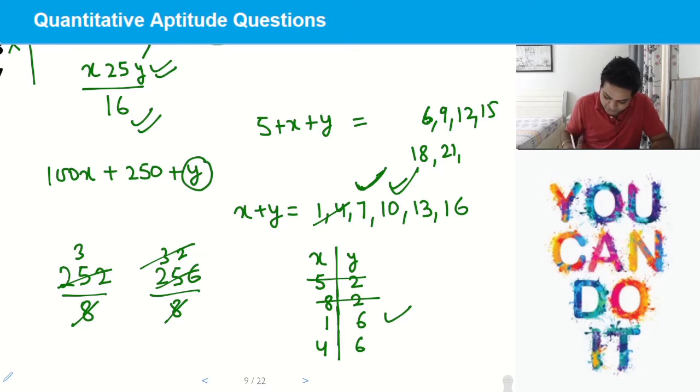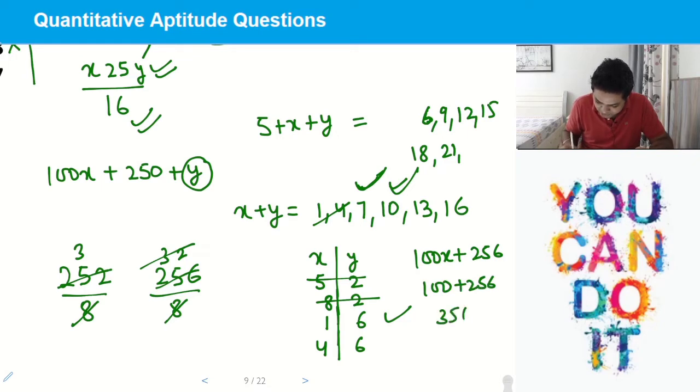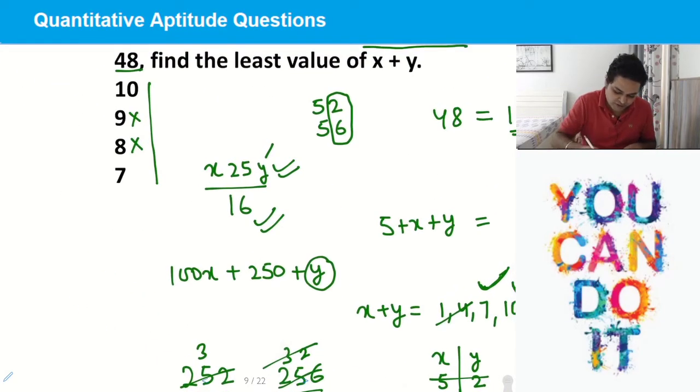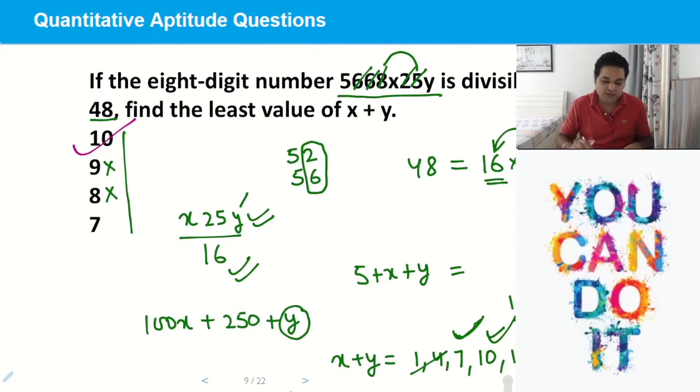So now we are left with 100x plus 256. For x we have two options, either it is 1 or it is 4. So it is either 100 plus 256, that is 356, divided by 16. 16 2s are 32. 36 is not divisible by 16, so that means this is not divisible by 16. So the value which is possible is 4 and 6. That gives us 4 plus 6 equals to 10. So the correct answer is 10. So x plus y will take 10, and we can also tell what is x and what is y. x is 4 and y is 6.